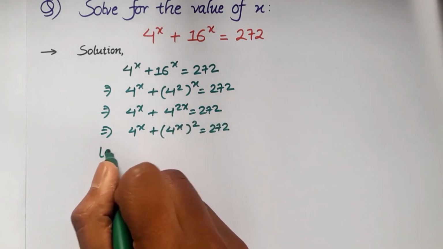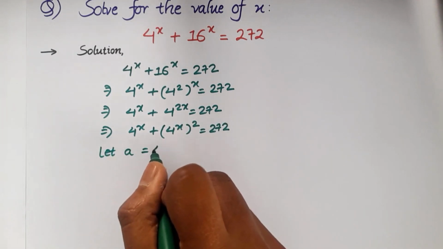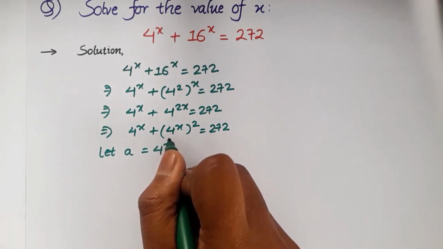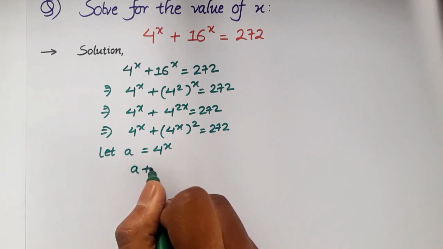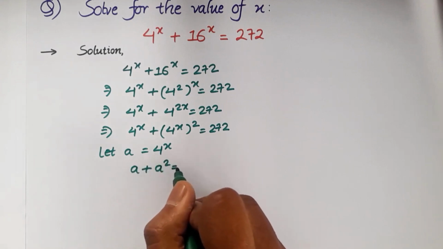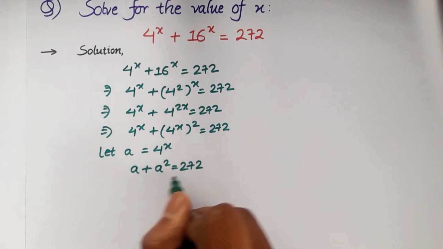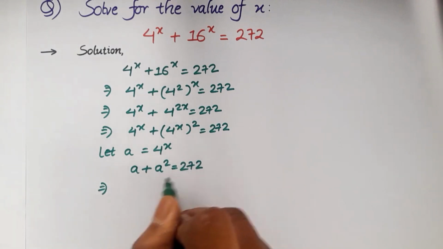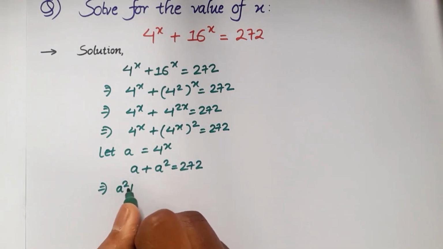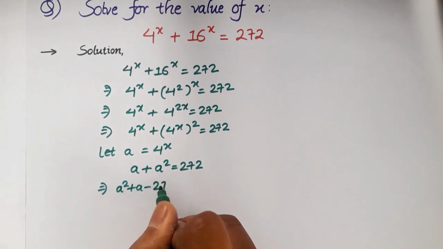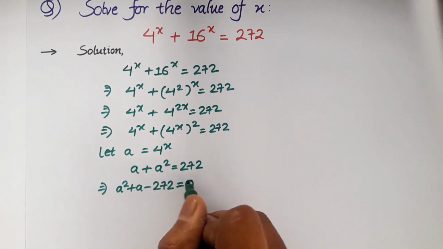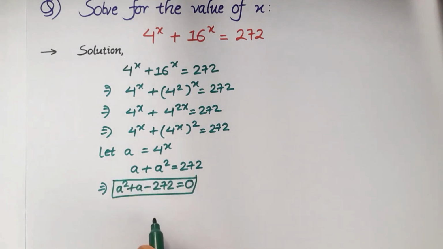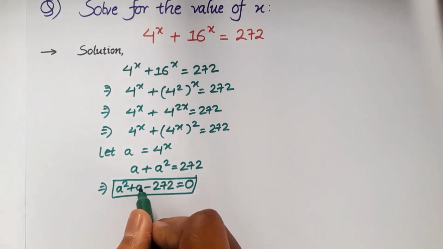Now let us assume that a is equal to 4 power x. Now if we replace this value in the above equation, then we will have a plus a square equal to 272. And subtracting 272 on both sides, we will have a square plus a minus 272 equal to 0. And this here is a quadratic equation in a. So we can apply the quadratic formula to calculate the value of a.